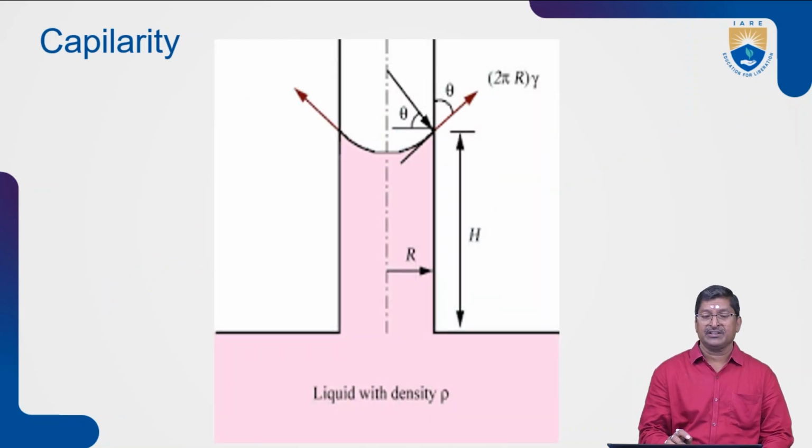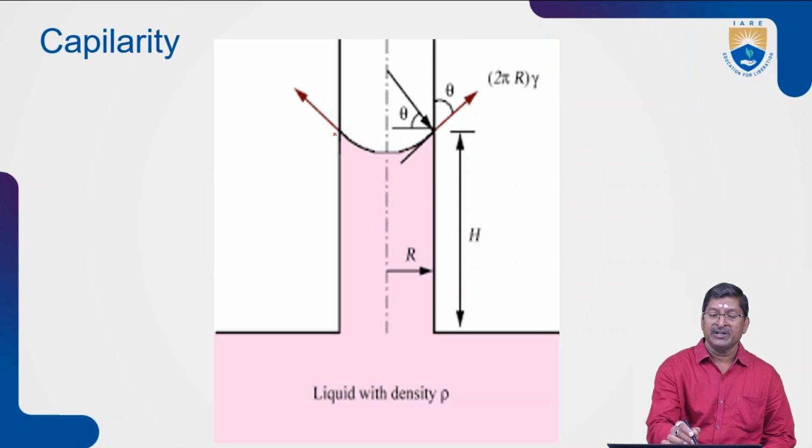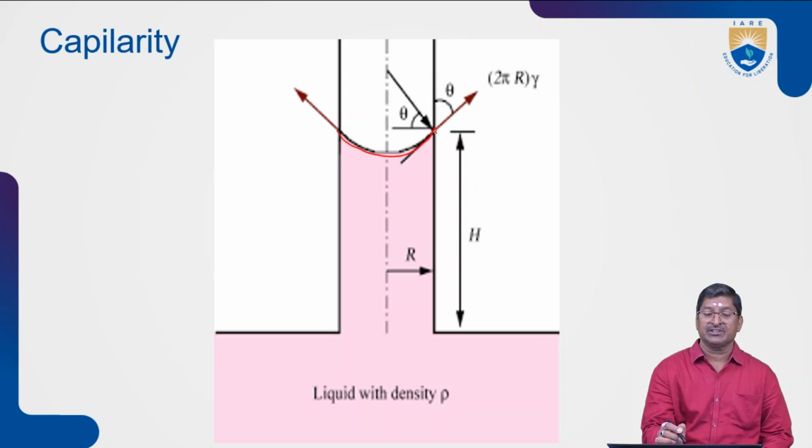So you can see this contact angle. Okay, so this is the meniscus having a convex shape, concave shape. So it will have a force like this. This force is nothing but 2 pi r into gamma.